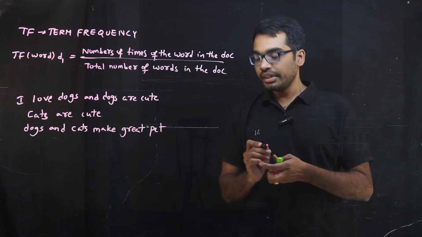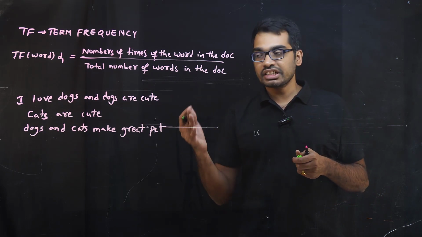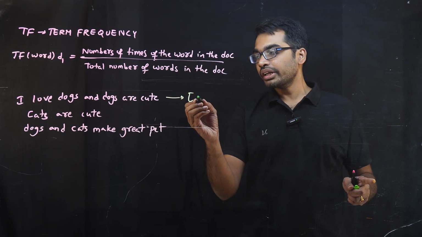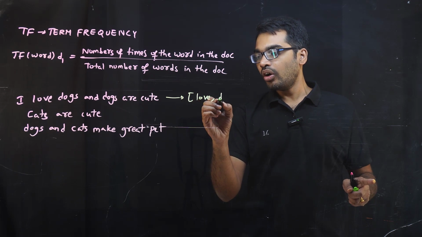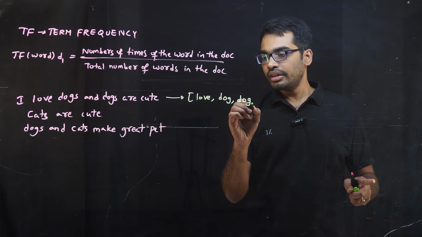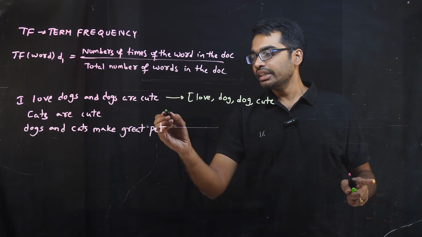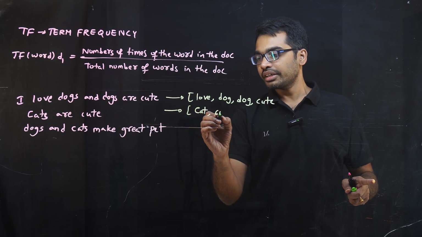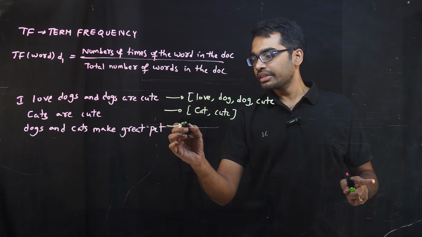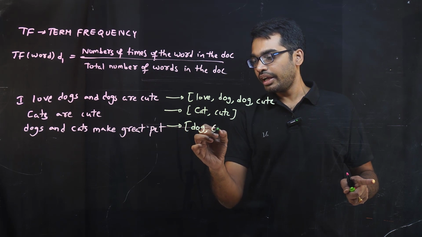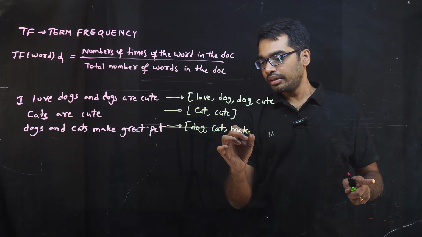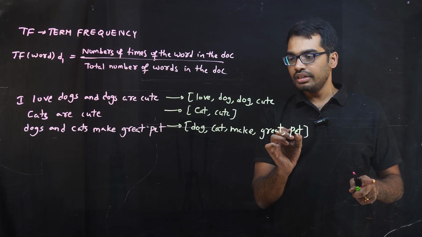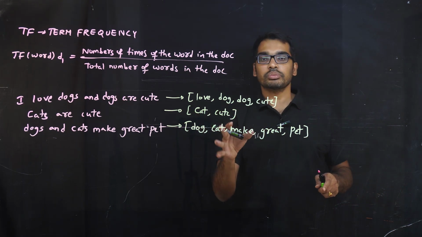Now if we apply text cleaning and stemming and lemmatization, after tokenization we get love, dog, dog, and cute for the first. Similarly, for the second document, we get cat and cute. And the third document gives dog, cat, make, great, and pet. These are the tokens after you perform the tokenization.